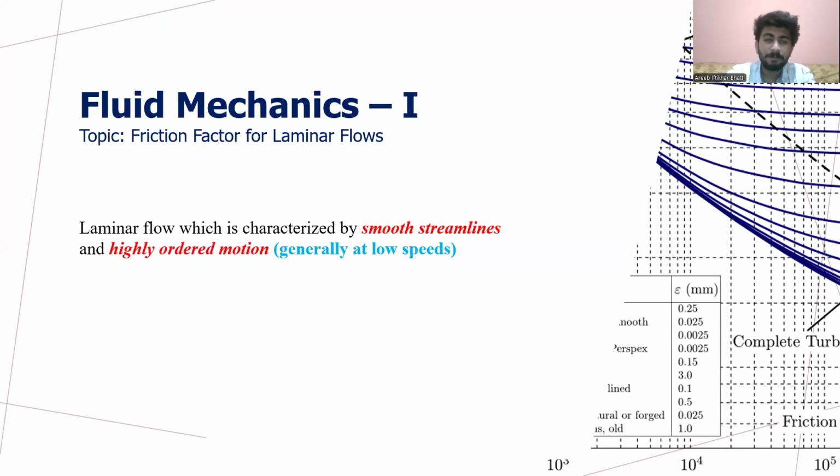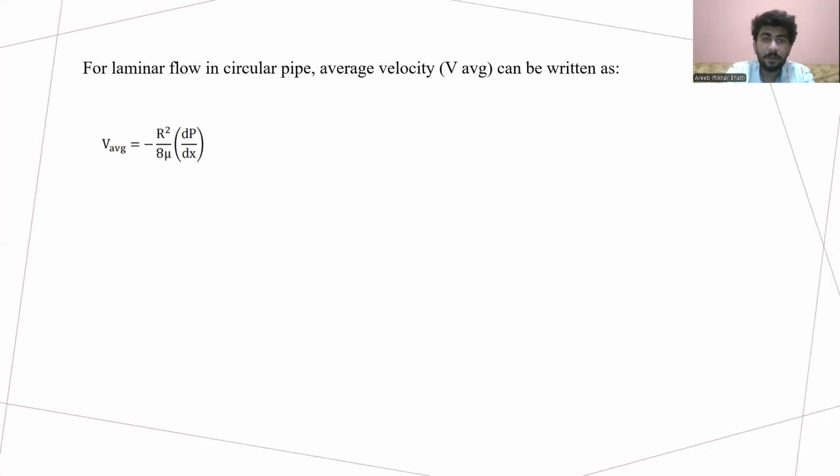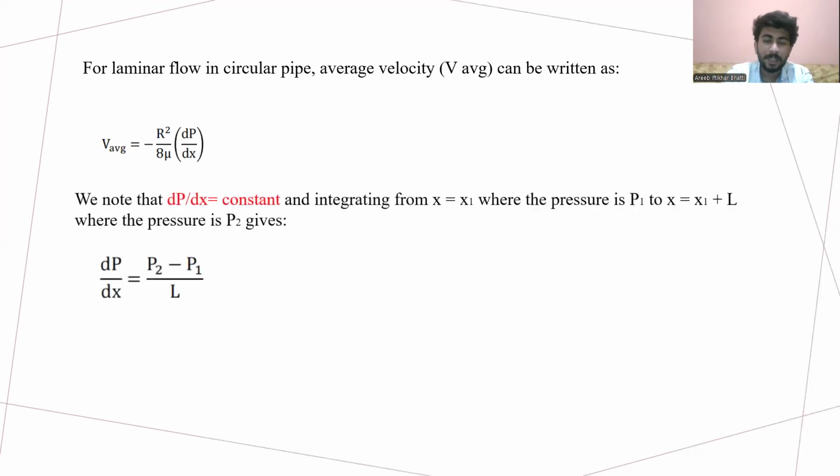So, let's first derive the equation of the friction factor for laminar flow. You see, for laminar flow in a circular pipe, the average velocity can be written as minus r square, which is basically the radius, over 8 mu, and we multiply it with the differential of pressure over differential of x. We see basically the differential of the pressure over differential of x is equal to a constant.